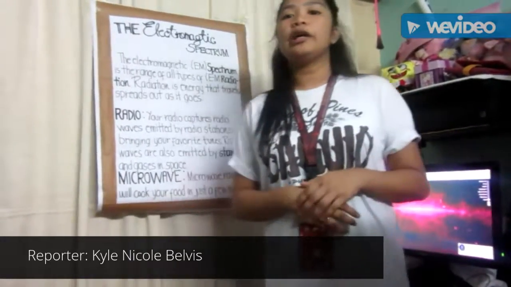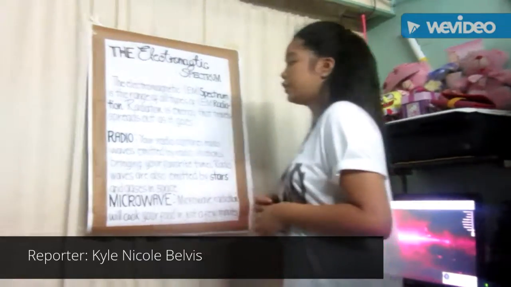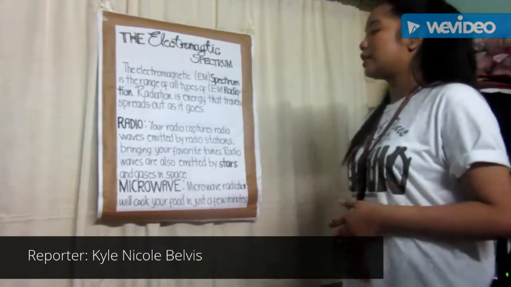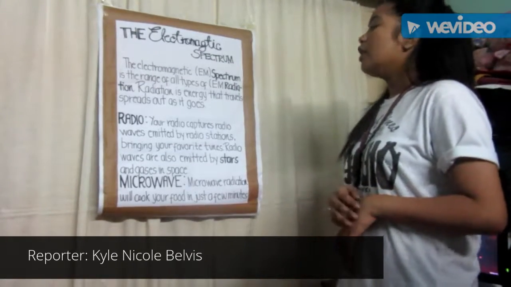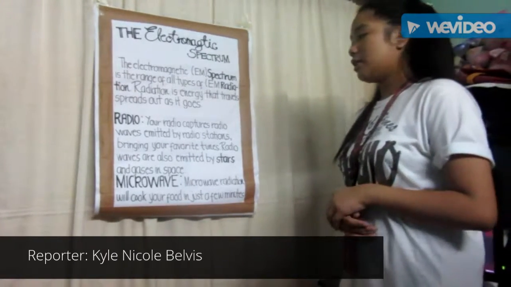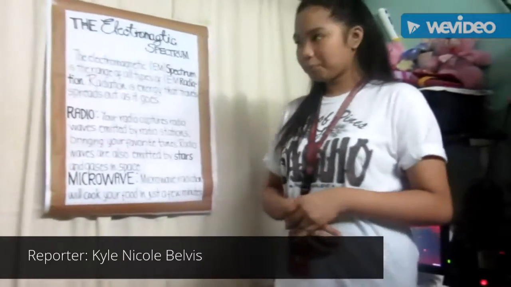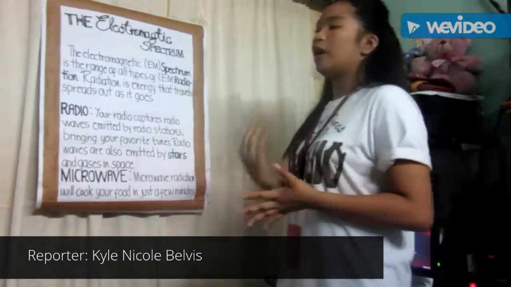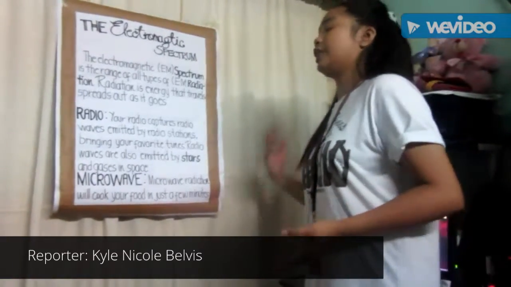So when we are talking about the electromagnetic spectrum, there are different types of electromagnetic waves. What are they? First is radio waves. Your radio captures radio waves emitted by radio stations, playing your favorite tunes. Radio waves are also emitted by stars and gases in space. When we are having calamities, radio waves are very helpful to send information.